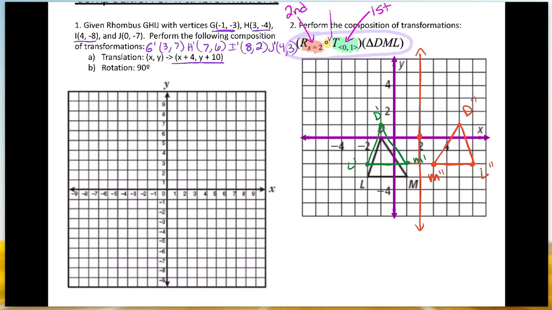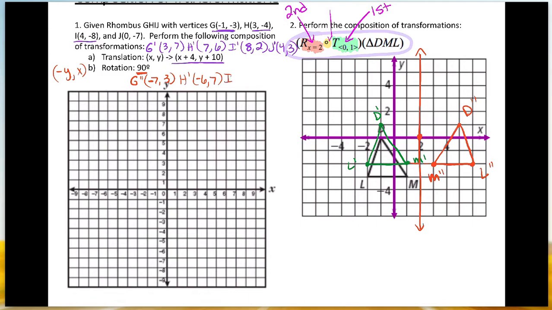Then you take those points that you just got and apply the 90-degree rule to get the second figure. The 90-degree rule is that your x and y switch places and your new first changes sign. That's the 90-degree rule. So I'm going to take the points like from G prime there. To get G double prime, I'm going to switch the x and y and change the sign of the first. To get H double prime, I'm going to switch the spots and change the new first.